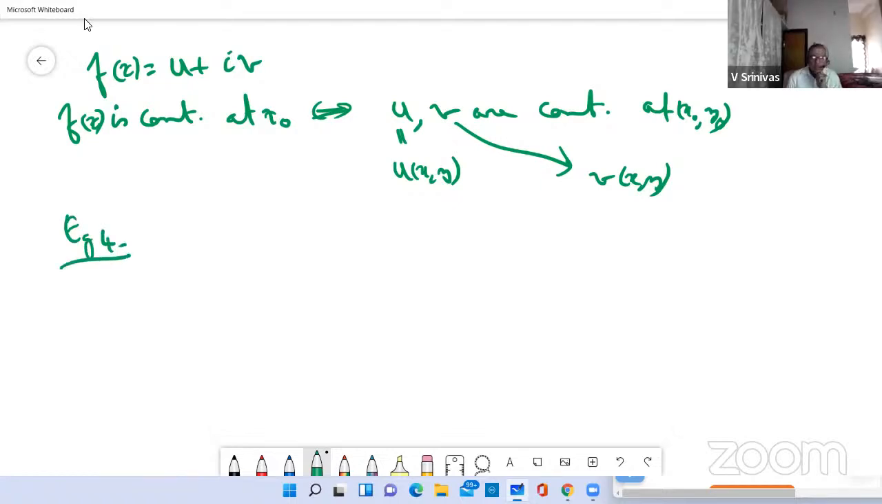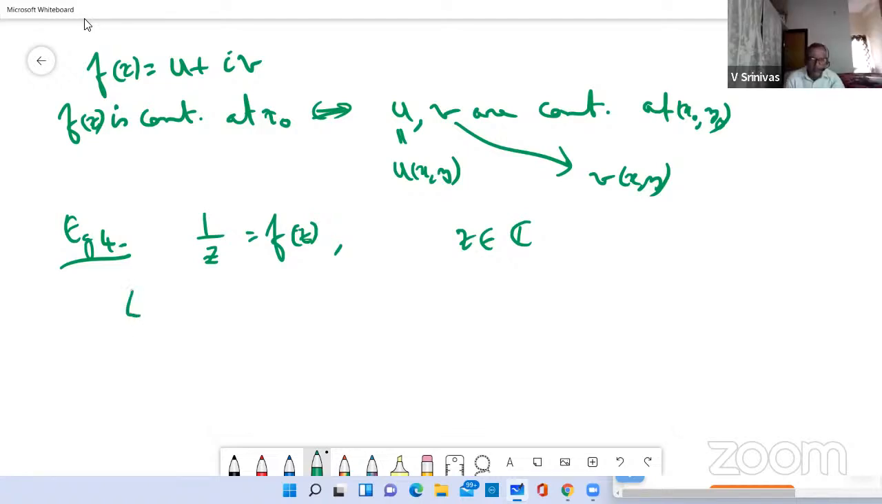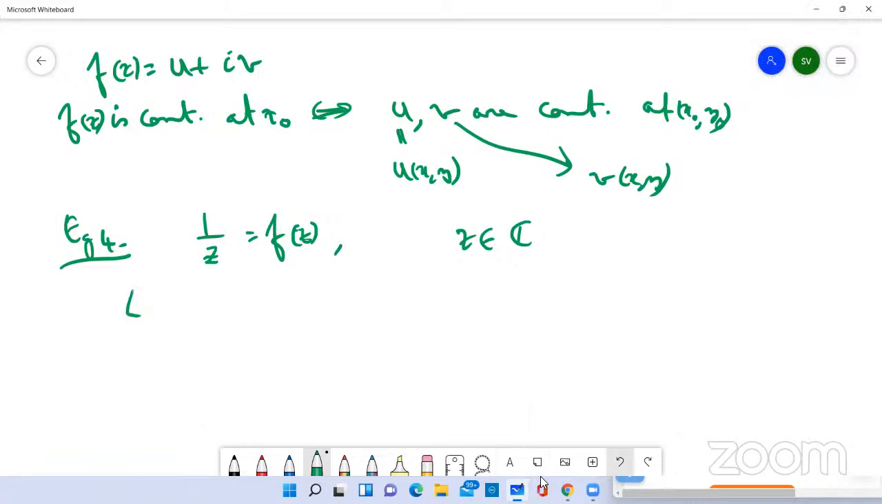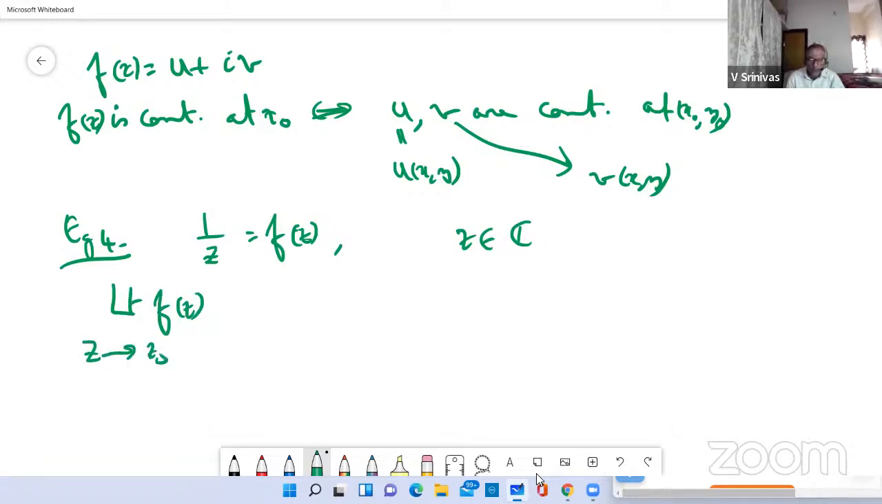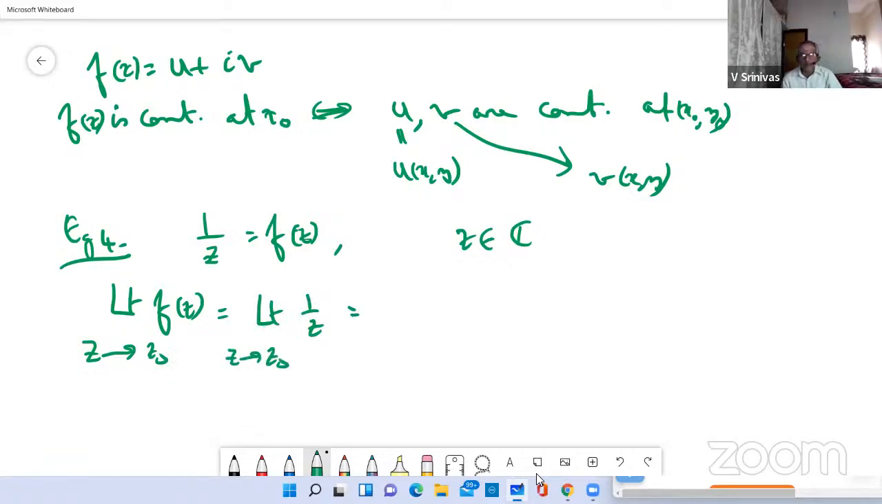Example 4 or 5: 1 by z, the reciprocal function. My function is f of z equal to 1 by z. Is this continuous at any z, if I take z to be a complex number? What is the limit of f of z as z goes to z naught? What is the limit of 1 by z as z goes to z naught? This is equal to 1 by z naught, provided z naught is non-zero.